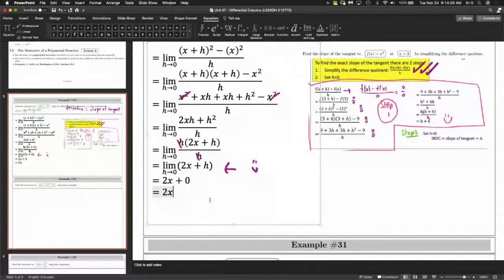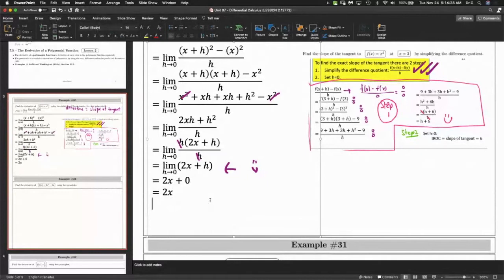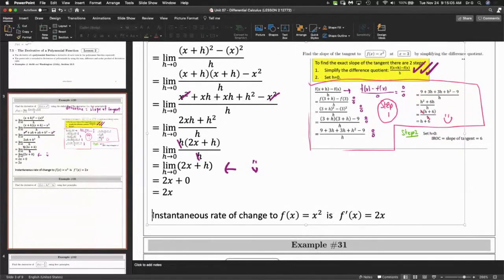So what we've just calculated here is the instantaneous rate of change. The instantaneous rate of change is equal to 2x. This symbol here, you pronounce it f prime of x. That quotation mark, we say prime. Also, this equals 2x.